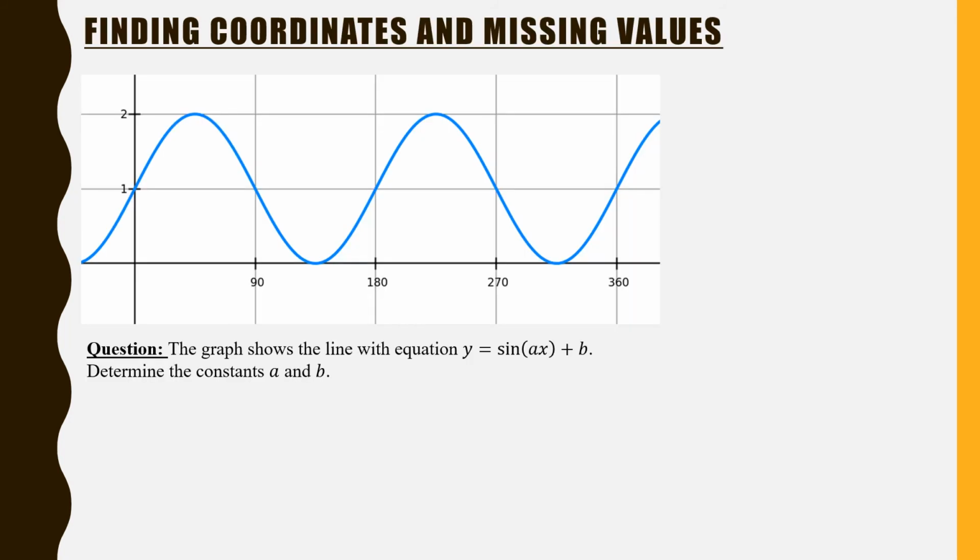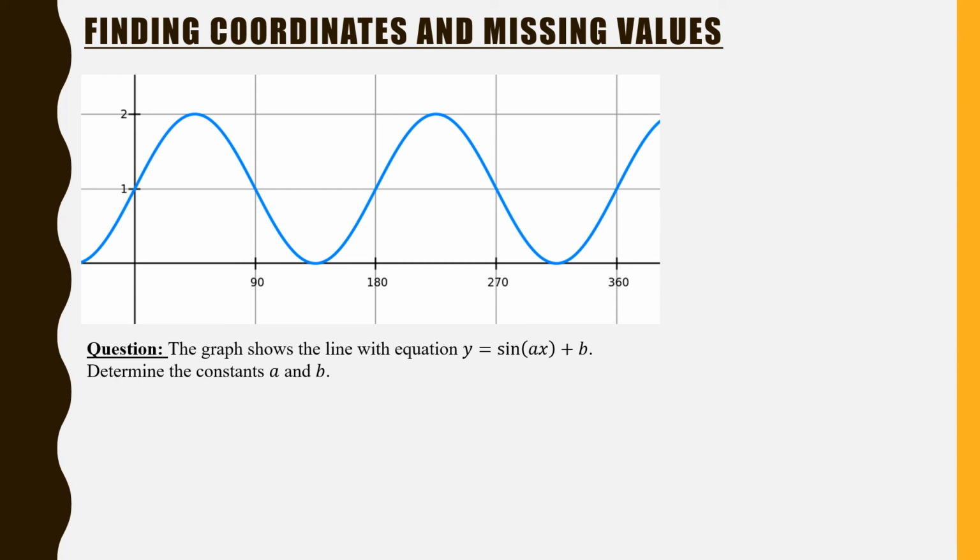So now we're going to move on to finding coordinates and missing values. This is the kind of question that does tend to come at the end of the paper. So they've given me a graph, and the question says the graph shows the line with the equation y equals sine bracket ax plus b. Determine the constants a and b.